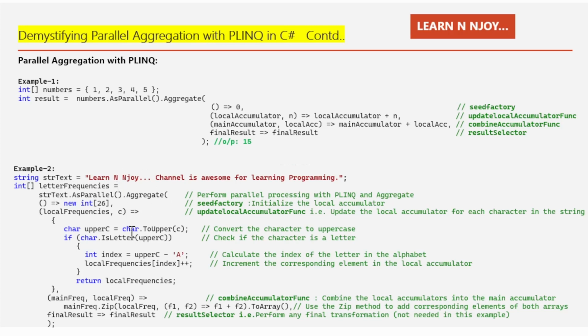So this example depicts how to perform parallel aggregation with PLINQ in C#, where the characters of the string are processed in parallel to calculate the frequencies of each letter in the alphabet. Okay, now you have understood both the examples, how we are going to perform parallel aggregation in PLINQ in C#, right? So let's switch to Visual Studio and see all these things in action.